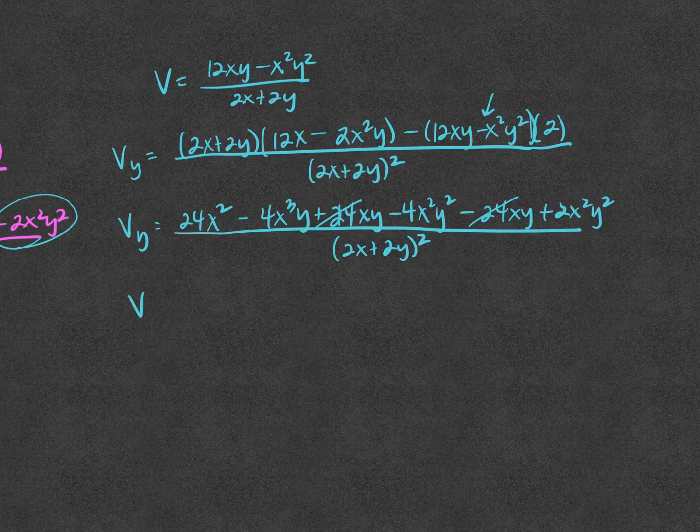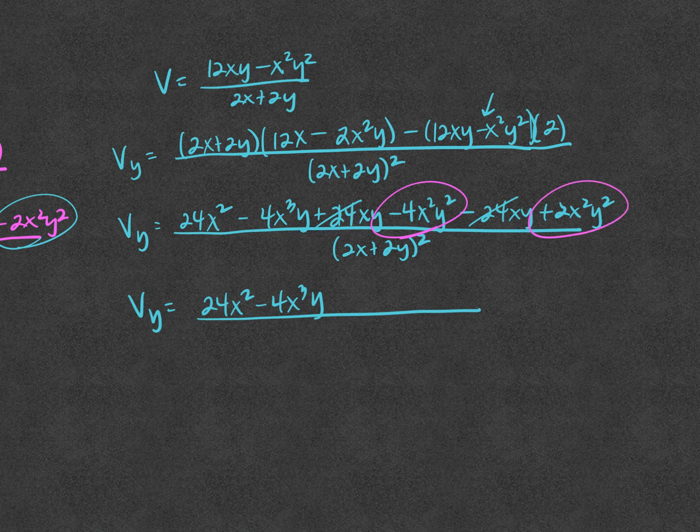So we're going to say v sub y is equal to, it's not quite that long. Let's draw that line again. I'm going to keep the 24x squared minus 4x to the third y. And then you can see that these two are like terms again. They're very similar to what we ended up with last time. Minus 2x squared y squared over 2x plus 2y quantity squared.